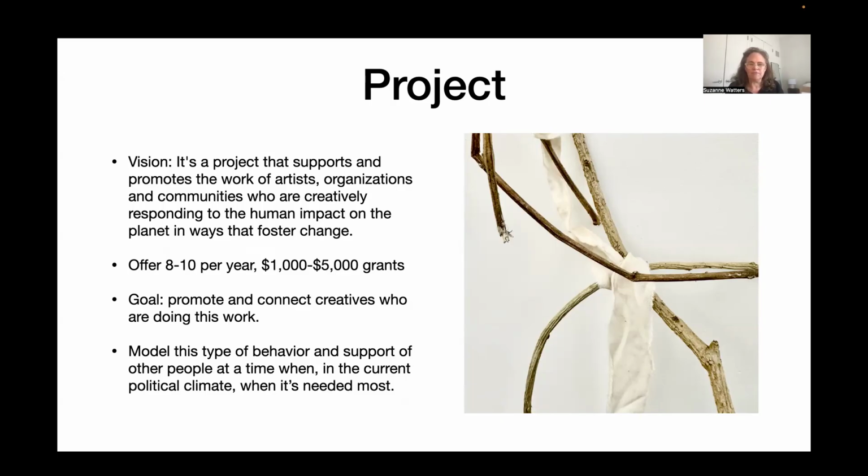So my vision is I want to create a project that supports and promotes the work of artists, organizations, or communities who are creatively responding to the human impact on the planet in ways that foster change. I am lucky in that I have access to a fund, and I'd like to use that to offer 8 to 10 grants, or maybe come up with another word for it, of somewhere between $1,000 and $5,000 every year.